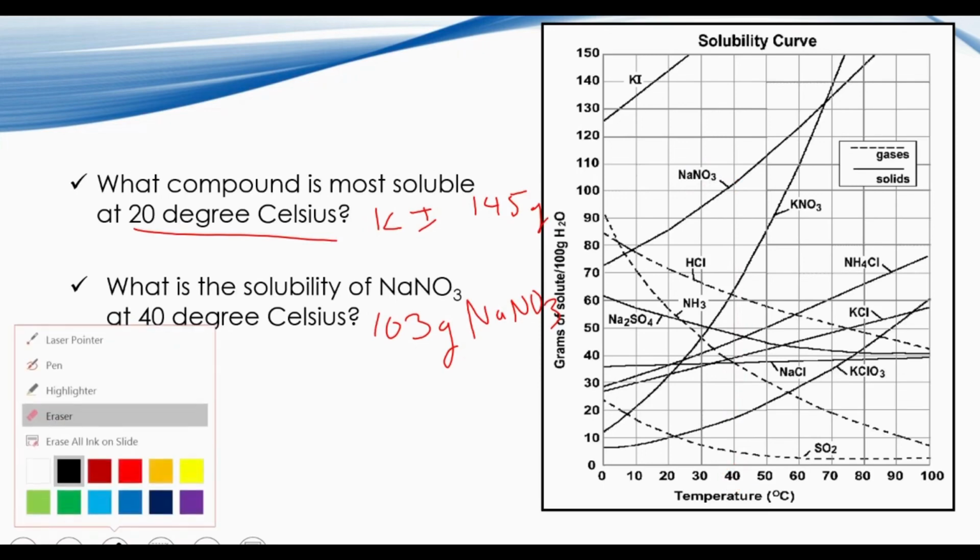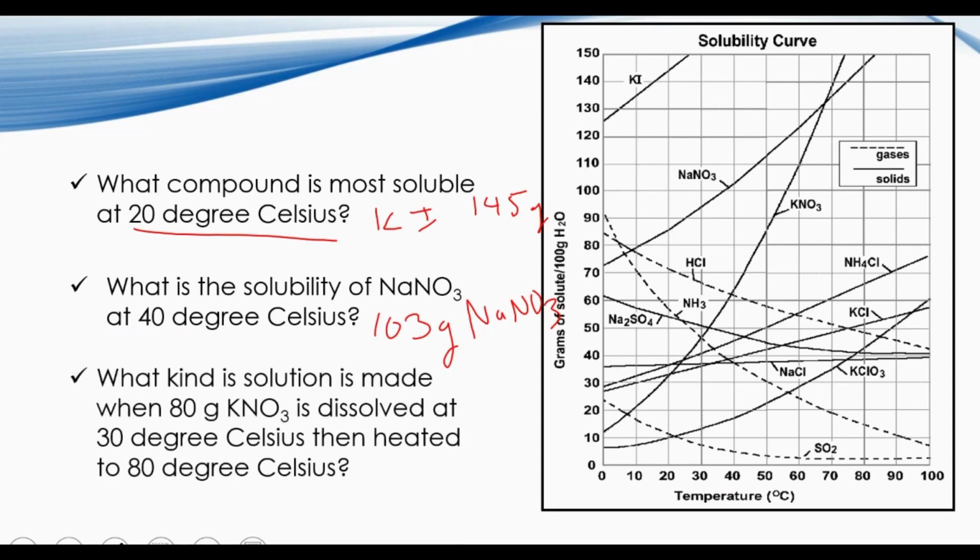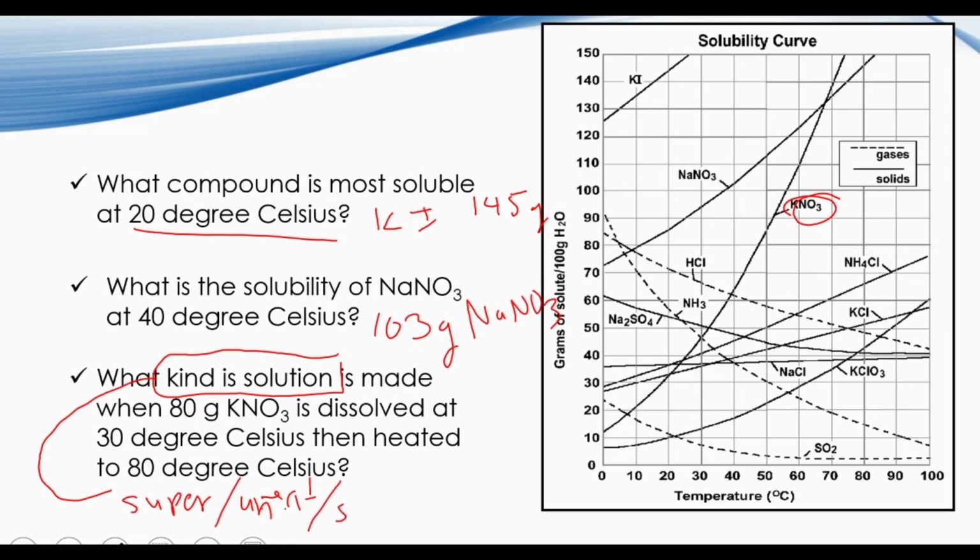Let me just first erase. Okay, and we're still using the same solubility curve. What kind of solution is made when 80 grams of KNO3 is dissolved at 30 degrees Celsius and then heated to 80 degrees Celsius? First we have to figure out where this particular compound is. Potassium nitrate is right here, this very long, very steep curve. And it's asking us what kind of solution is made. When they ask about the kind, the classification or the type, they're asking whether it is saturated, unsaturated, or supersaturated.